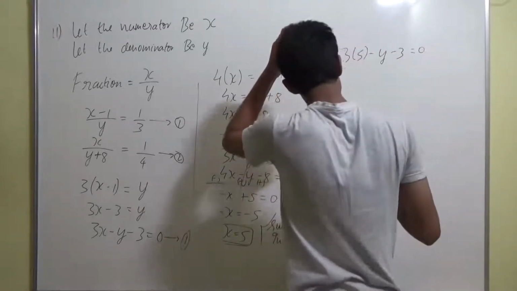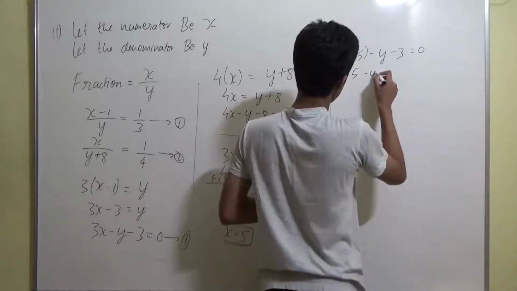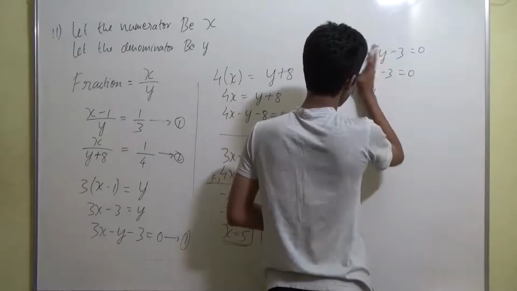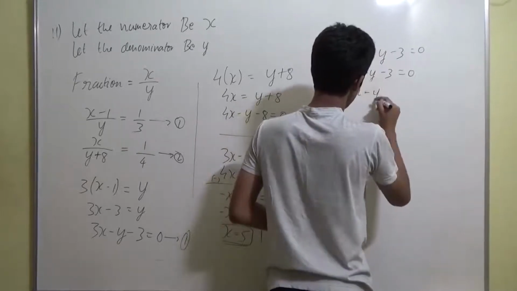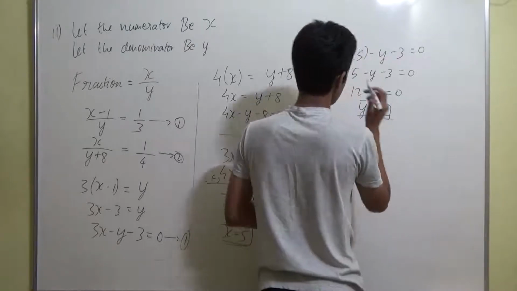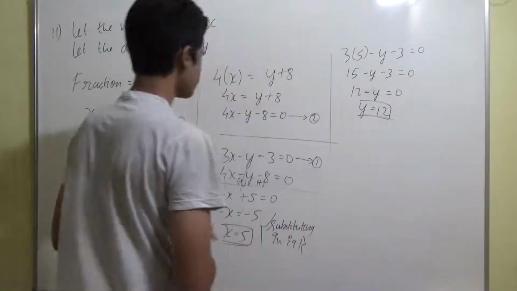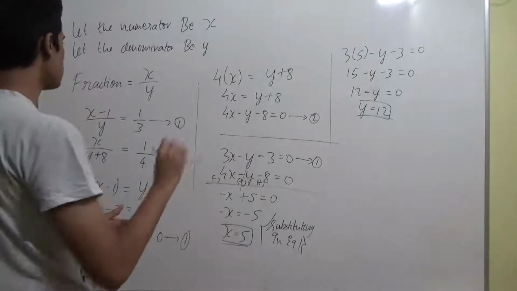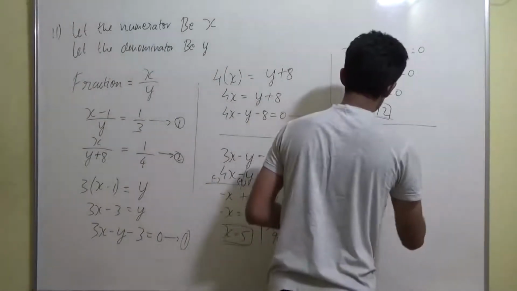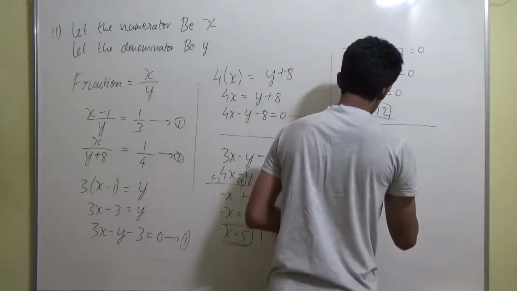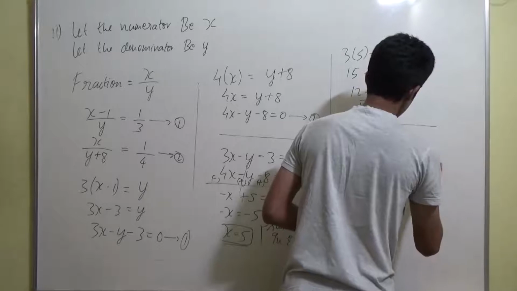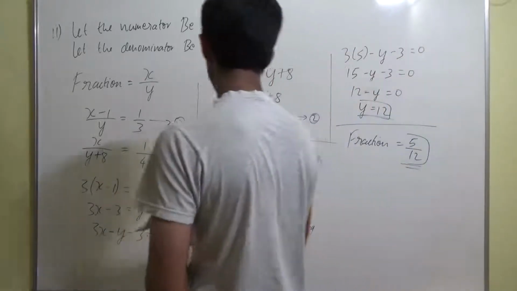Now we have to solve for y. It becomes 15 minus y minus 3 equal to 0. 15 minus 3 is 12. 12 minus y is equal to 0, which means y becomes equal to 12. That's it guys. The x value you found, and you also found the value of y, which means what is the fraction? The fraction is x by y, equal to 5 by 12. Found the fraction.